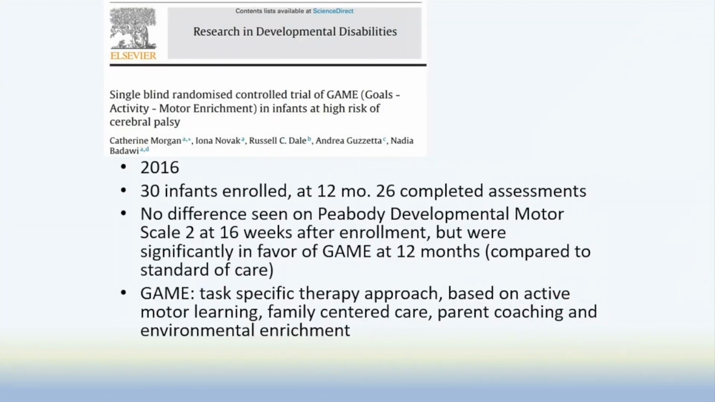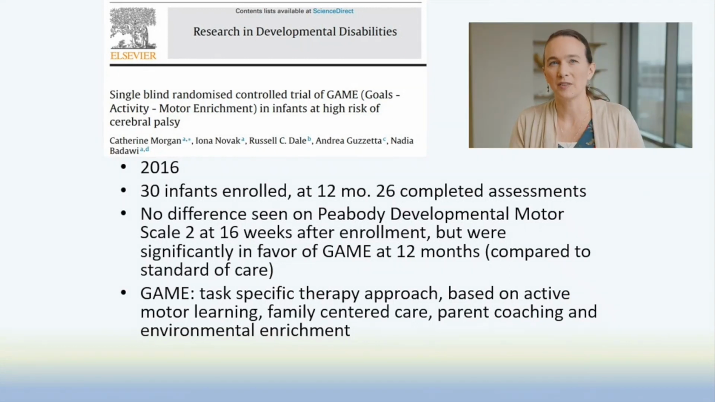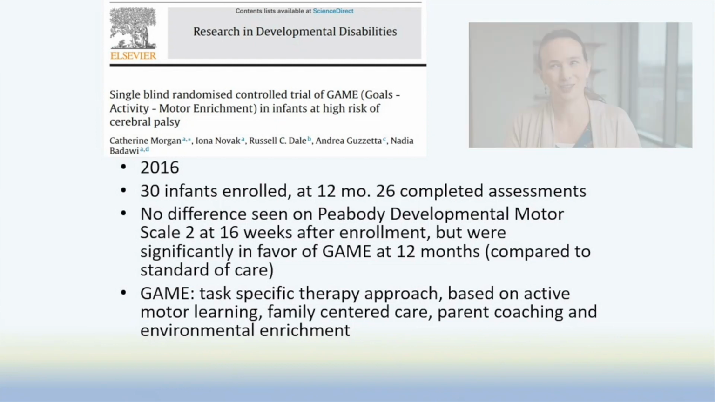Now I'm going to move into looking at some more studies published around earlier intervention programs, specific programs that were described. This first one is about the GAME therapy, a game style of intervention. It's a task-specific therapy approach based on active motor learning, family-centered care, parent coaching, and environmental enrichment. Unfortunately, with the 30 infants enrolled, there was not a difference seen in Peabody developmental motor scores after enrollment, but perhaps it's a start, perhaps more is needed. It's something that's out there and described, so we're starting here in the literature.